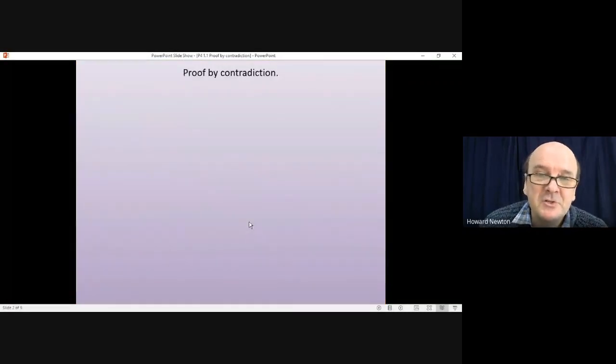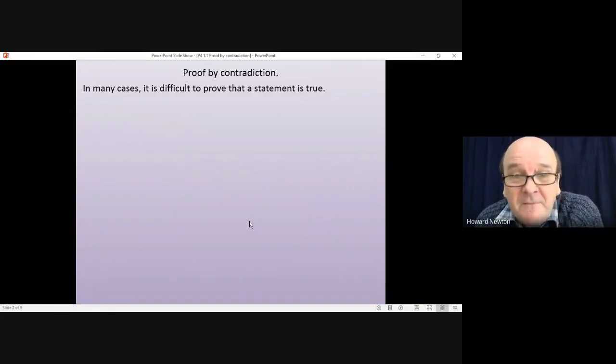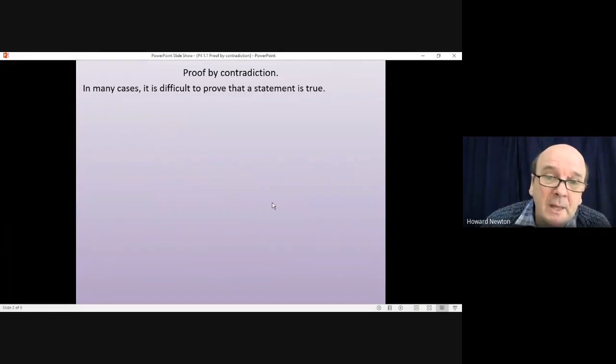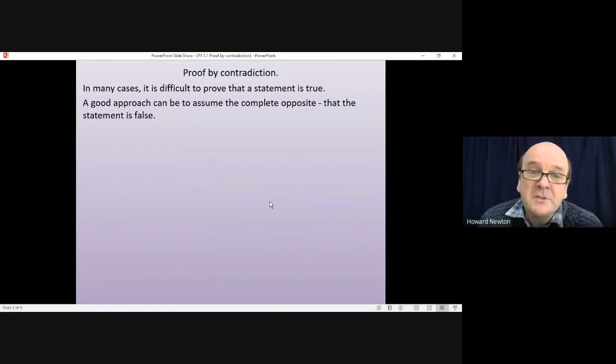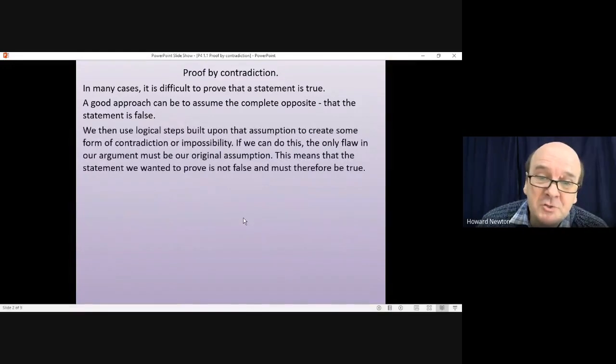Now, what is proof by contradiction? Well, in many cases, it's very difficult to prove that a statement is true. And surprisingly, a good approach can be to turn this on its head and to assume the complete opposite. So we assume that the statement is false. We then use logical steps built upon the assumption that the statement is false to create some form of contradiction or impossibility. And if we're able to do this, the only flaw in our argument must be our original assumption. This means that the statement we wanted to prove is not false and must therefore be true. This is proof by contradiction.